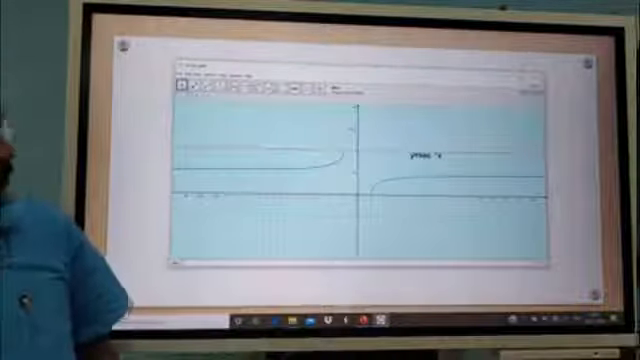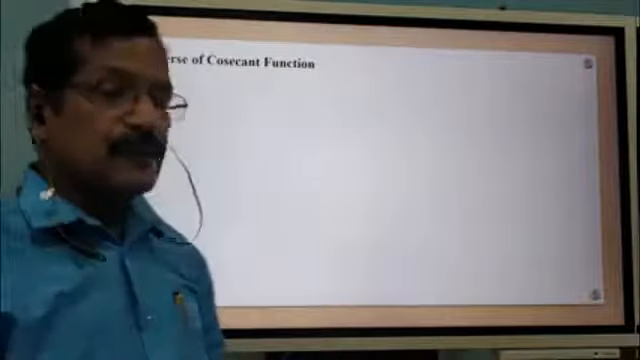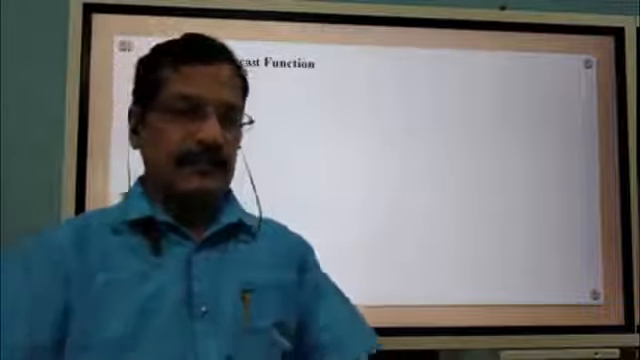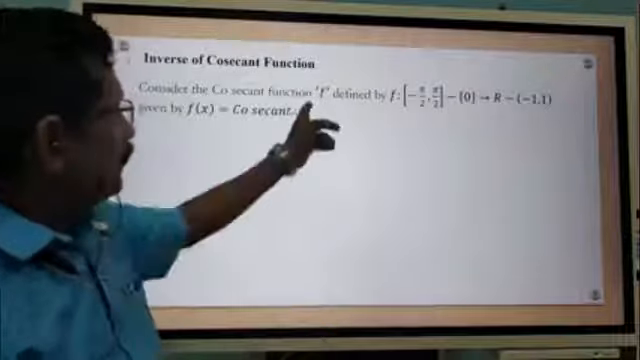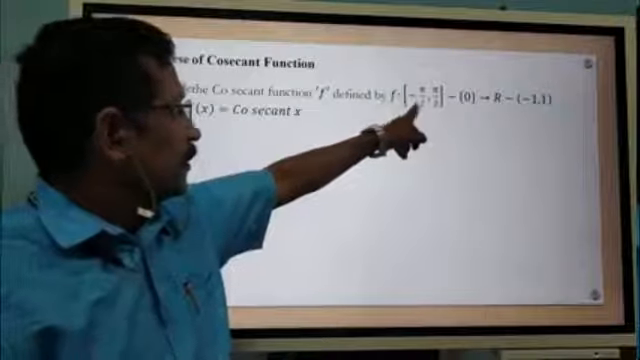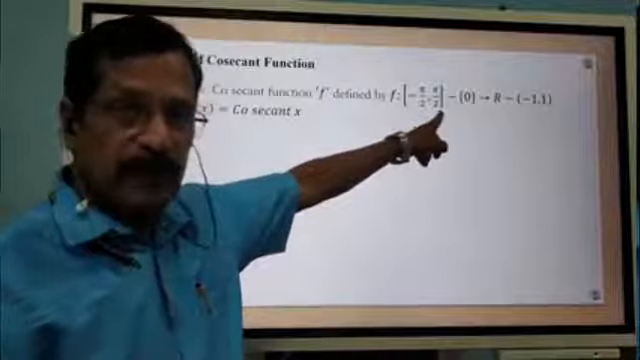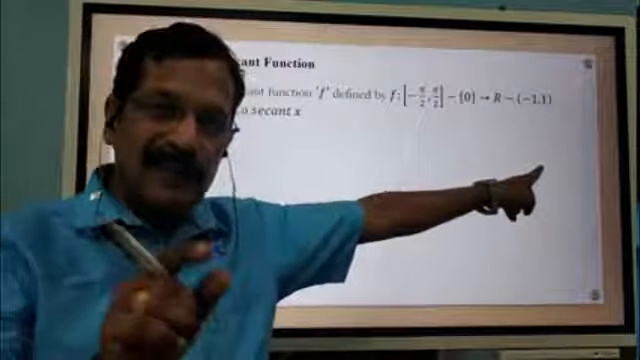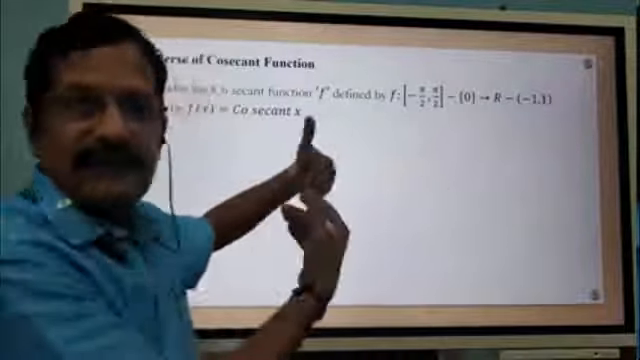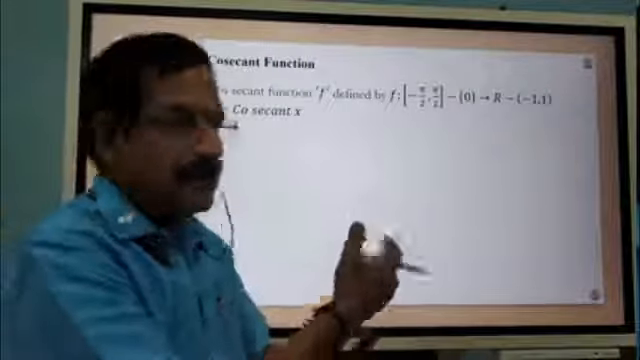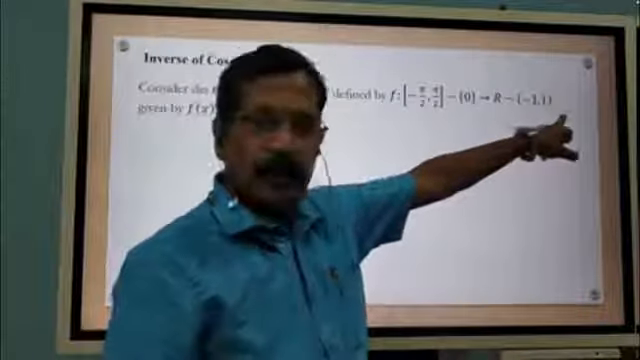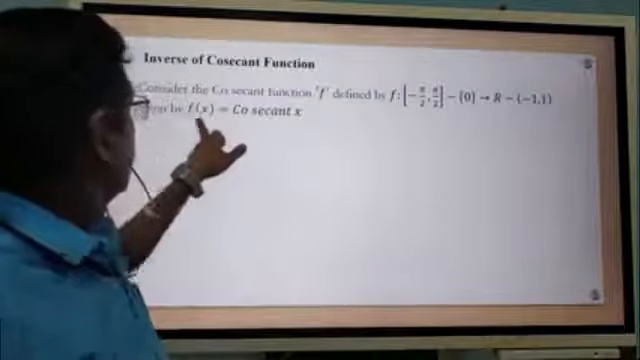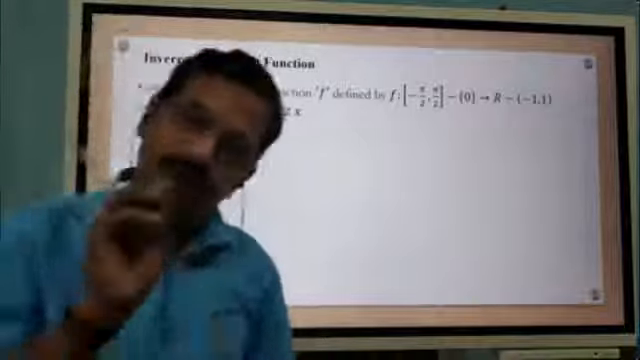Now, let us move to the inverse of the cosecant function, the cosec function. Consider the cosecant function f defined from the closed interval [-pi/2, pi/2] minus the singleton {0} to R minus the open interval (-1, 1), given by f of x equal to cosecant x. This also has a restricted domain. How we restrict it, I will show you in the graph.